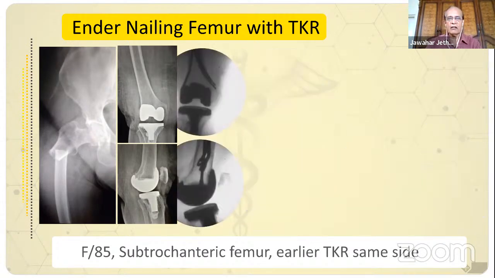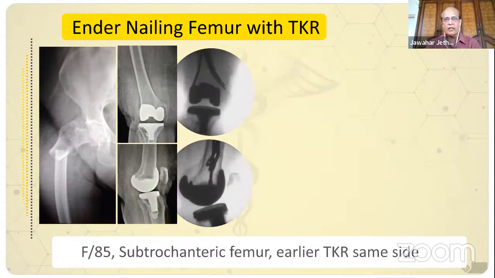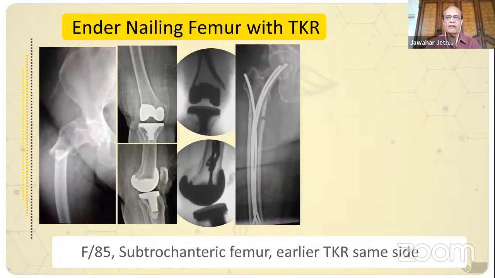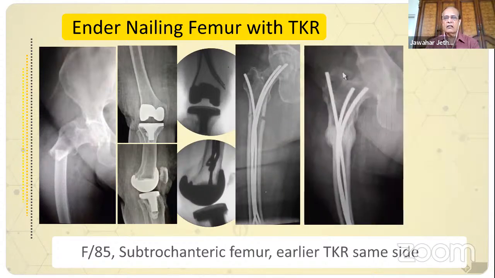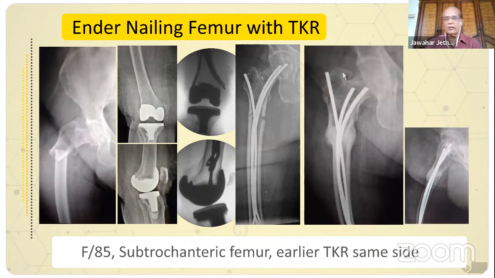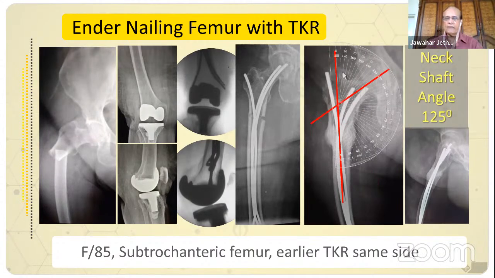There's another case, my senior's mother, who came with a supracondylar fracture with the same TKR, where very carefully we can negotiate these under nails and fix this fracture very well in a Y configuration, which is a modified under nailing. And there is a good union. Of course, there is a little bit of going to the varus side, but when I calculate it, it is only 125, so it's not exactly a varus.